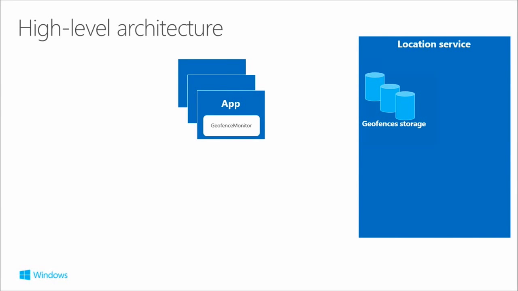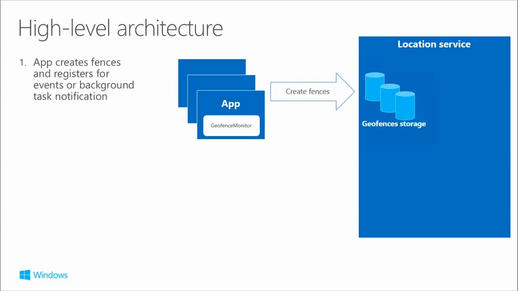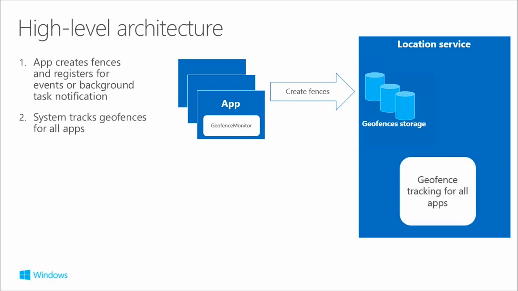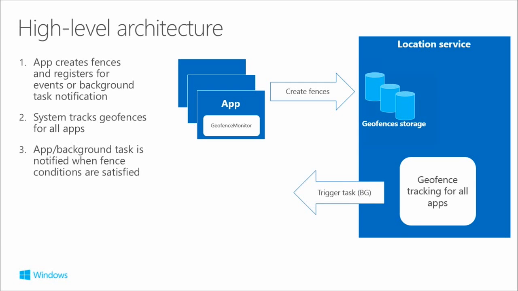We have our application, we have the location service, and this is a service on our phone. We create a fence, and that registers either a foreground event or a background task notification. And the geolocation takes that and stores it inside of its geofence storage, and then it uses its geo-tracking service for all applications. It tracks all the geofences at one time. Then when we trigger a geofence for our application, it's going to trigger that task that we've set up, that we saw, the background task in the previous session.